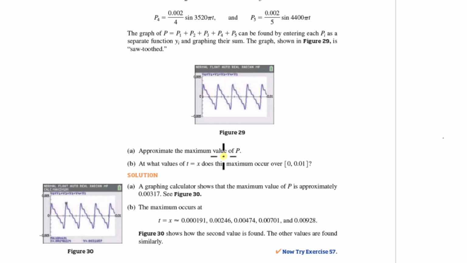Okay, so they just do this graphically. You've got these different amplitudes, but they do a graphical approximation of the maximum value of the resulting sinusoid. At what values of t, equal to x, does this maximum occur over 0 to 0.01? Okay, and so they just match up the peaks with the corresponding x values, and it looks like they do that graphically as well. So we're not doing any actual analytic math here. It's all graphical, numerical math.